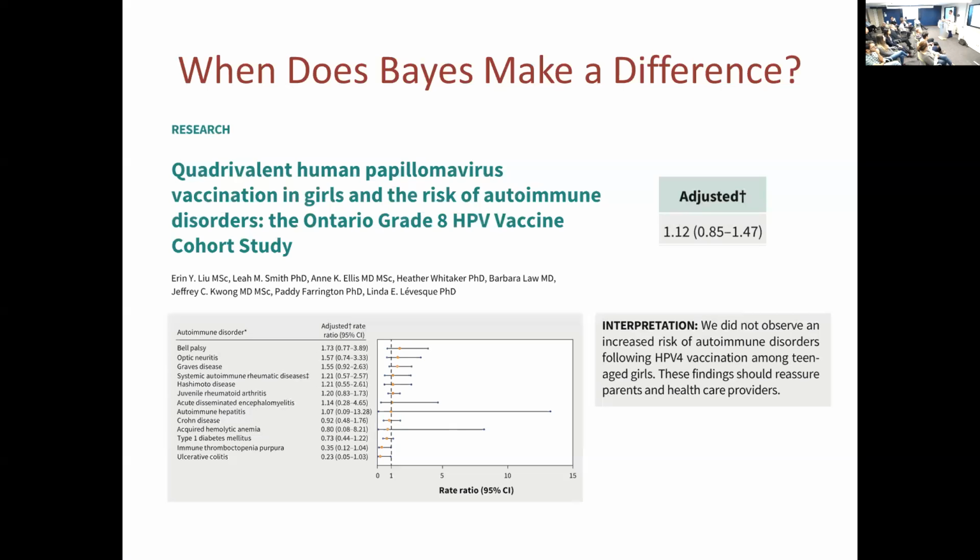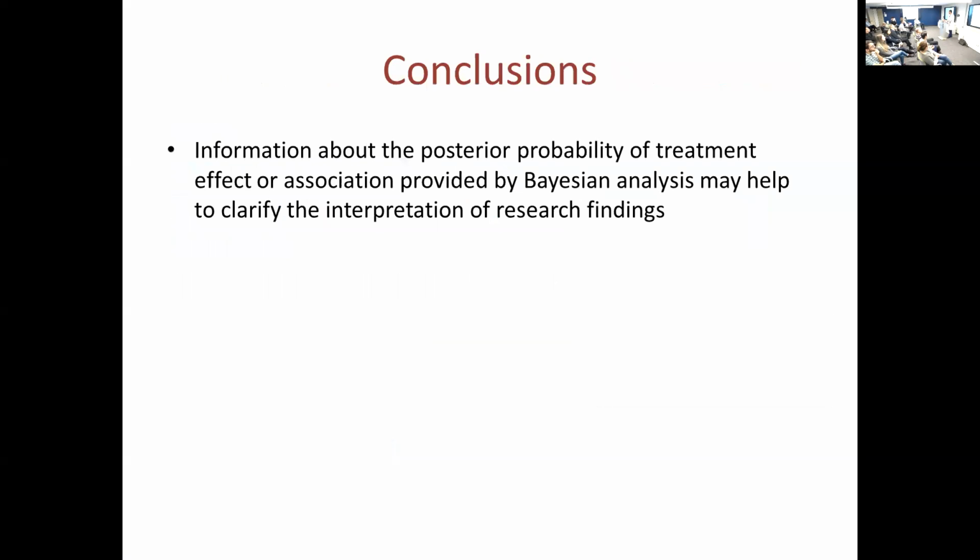So I think this is an example, again, of where a Bayesian framework is going to force us to rethink very carefully the ways in which we reach conclusions and decisions in clinical medicine. All right, so my overall conclusion is that, and I think George agrees, the posterior probability of treatment effect or association resulting from Bayesian analysis can be very helpful in the interpretation of research findings.